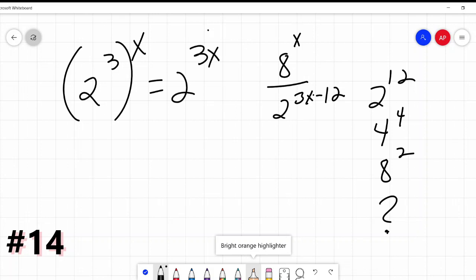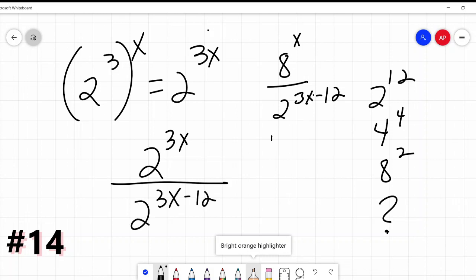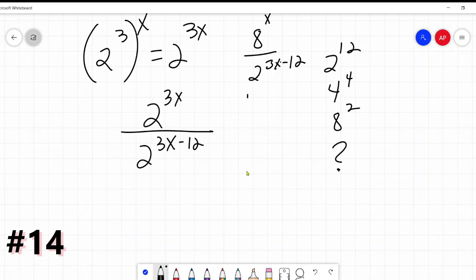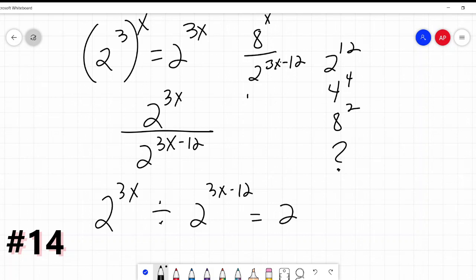So I'm going to plug that back into my original one. I now know that 8 to the power of x is the same as 2 to the power of 3x. And on the bottom I have 2 to the power of 3x minus 12. Well, this is division. Division says if I have the same base when I'm dividing exponents, I can subtract. So 2 to the power of 3x divided by 2 to the power of 3x minus 12 is the same as 2 to the power of 3x minus, actually I want to get rid of this parentheses, just use it here, 3x minus 12.